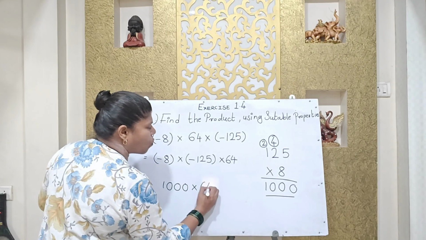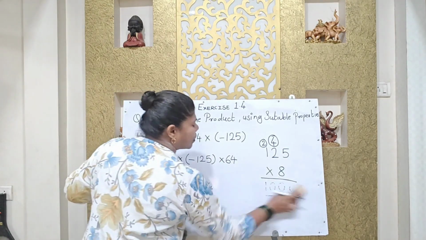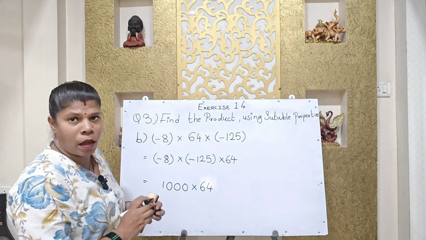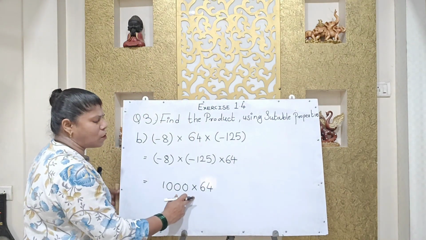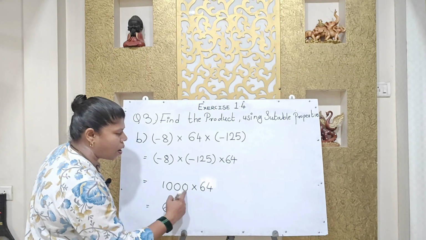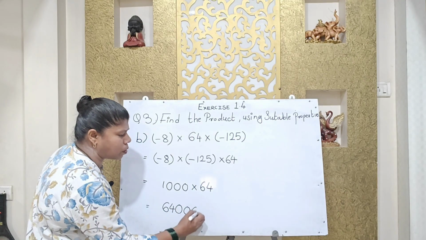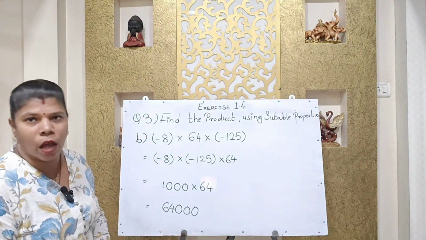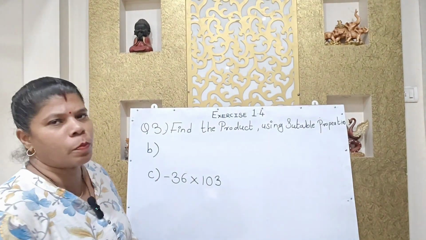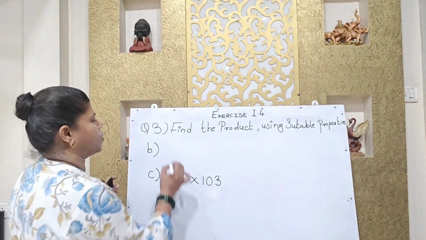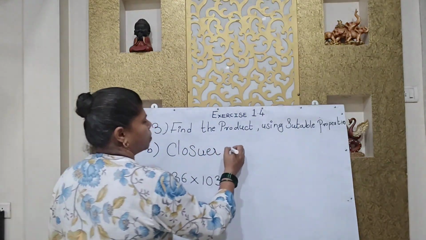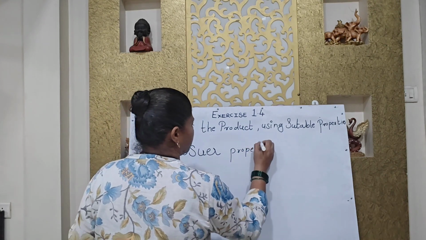Multiply by 64. Now there is no need to calculate again separately. You know the rule when we are multiplying any number with a group of thousands, you only have to add the 0s after that number. So 64 and after that 3 zeros: 1, 2, 3. My answer is 64,000. In question 3b, which property have we used? Closure property.